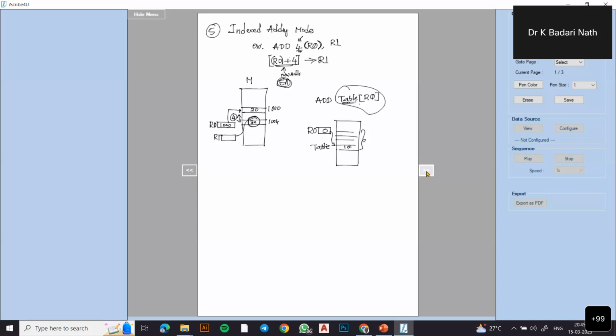Now I'll increment R0. The increment is a constant, so now I'll increase R0 by 4. Now what will happen? Automatically you are referring to the next number. Now again increment by 4, and you're referring to the next number.